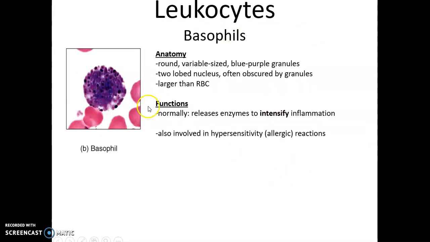All right, basophils, they are round. They have within them these large, round, blue, dark purple granules. There are so many of them that you can't see the nucleus, but if you could, it's a two-lobe nucleus. And basophils are larger than erythrocytes, larger than red blood cells.